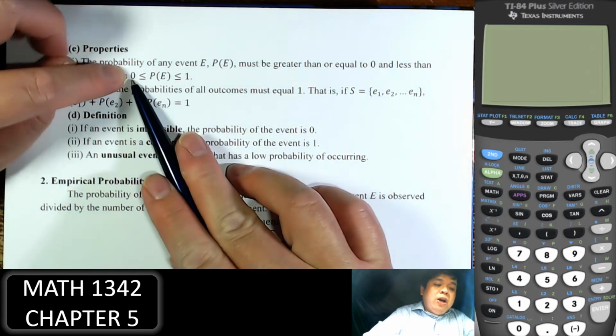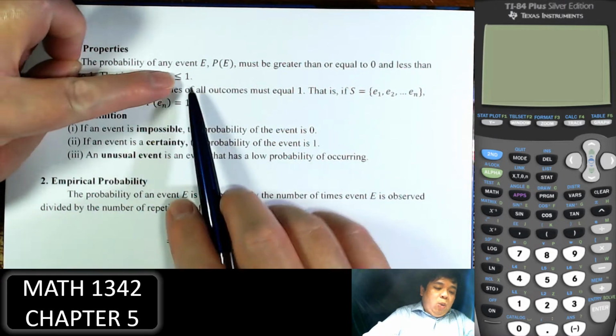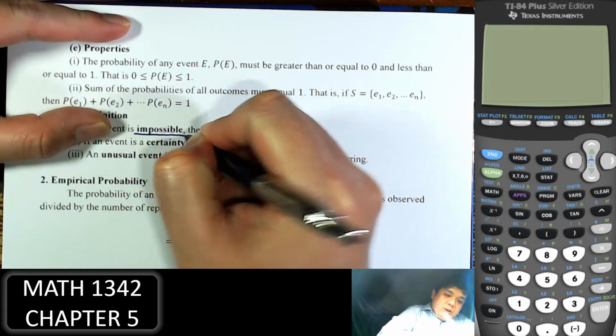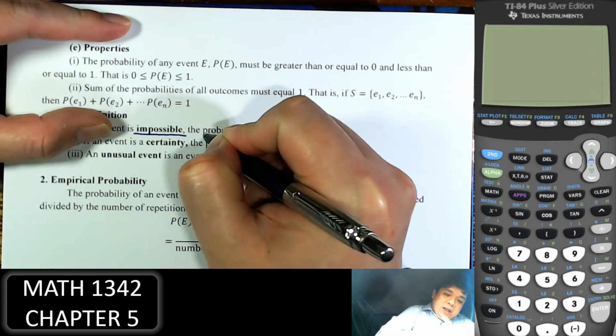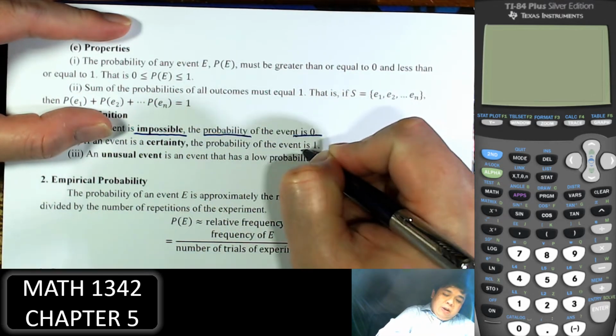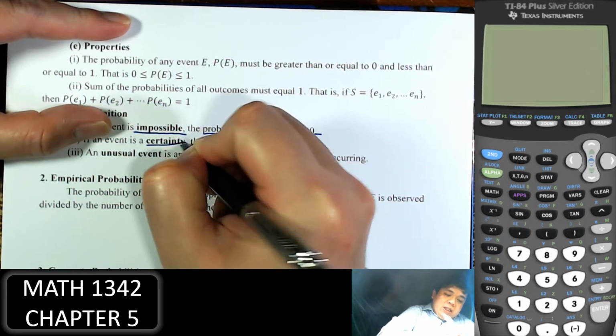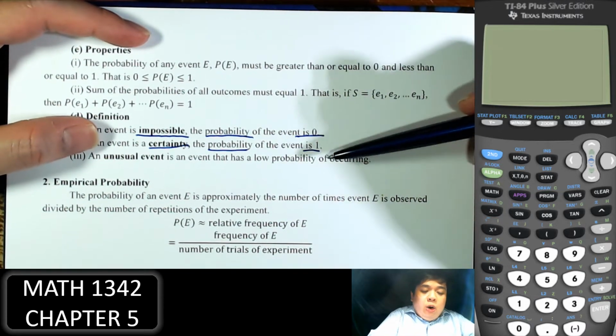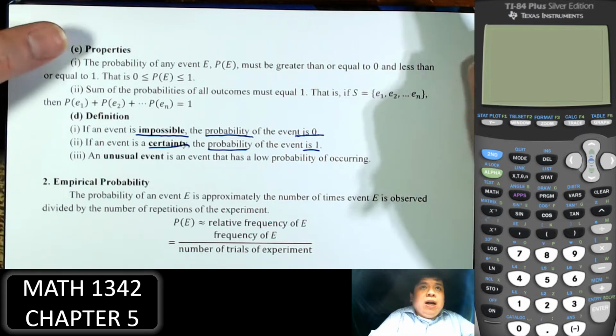So 0 is impossible and 1 is certainty. So impossible probability is 0, probability 1 is certainty. An unusual event is something that has a low probability of occurring, usually less than 5%.